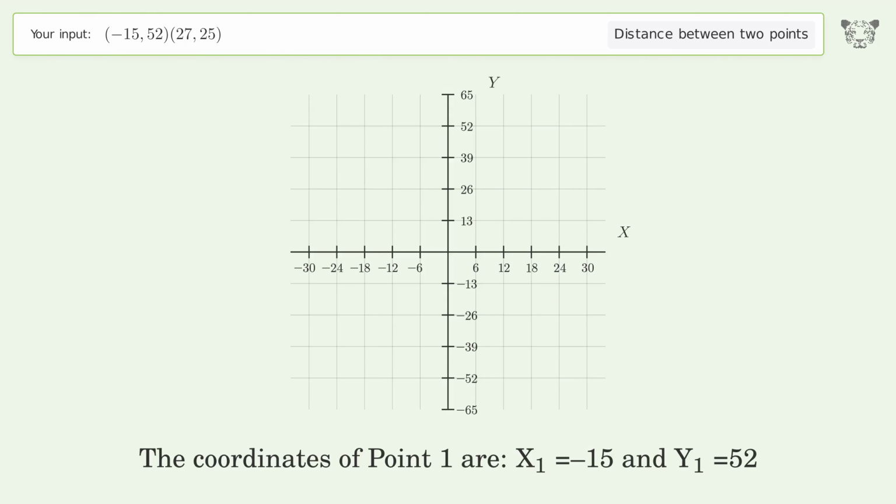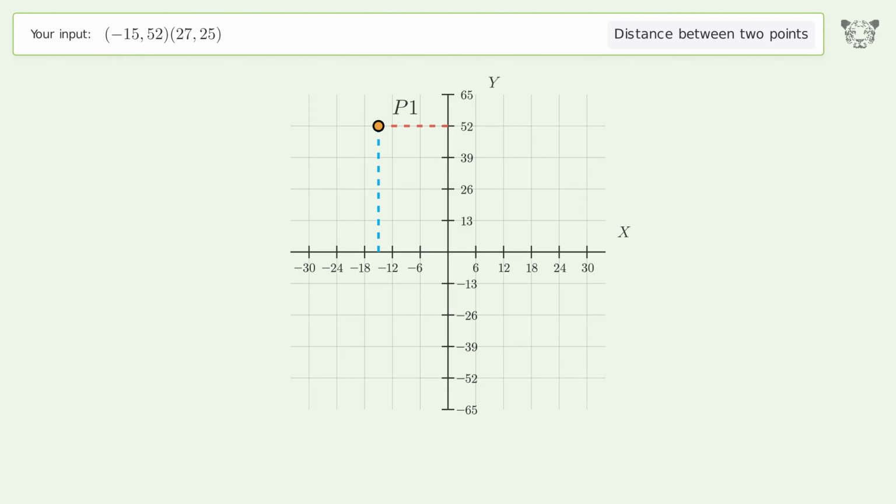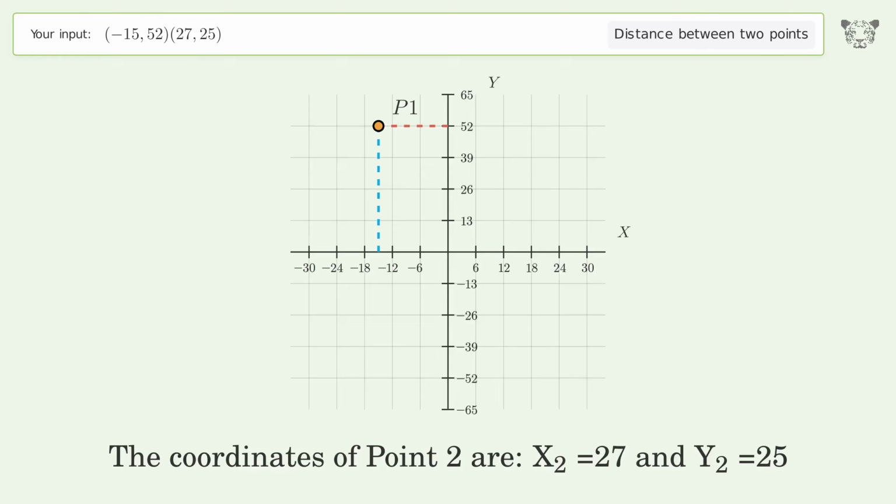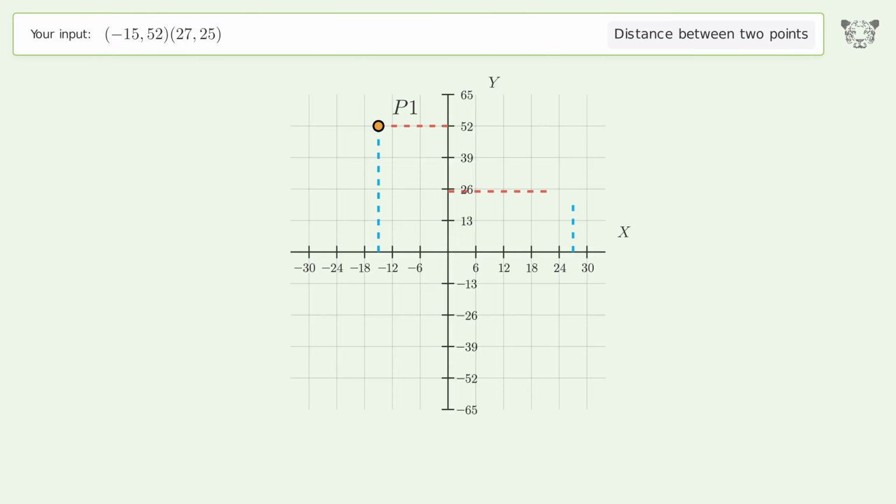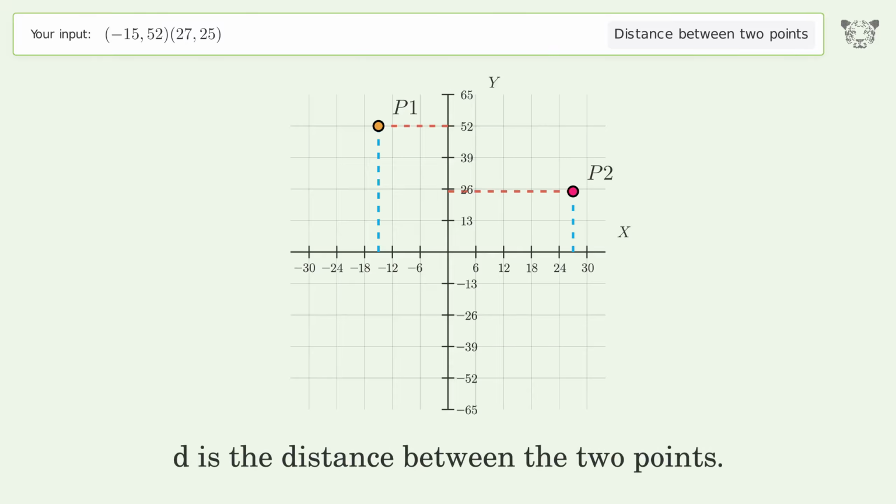The coordinates of point 1 are x1 equals -15 and y1 equals 52. The coordinates of point 2 are x2 equals 27 and y2 equals 25. D is the distance between the 2 points.